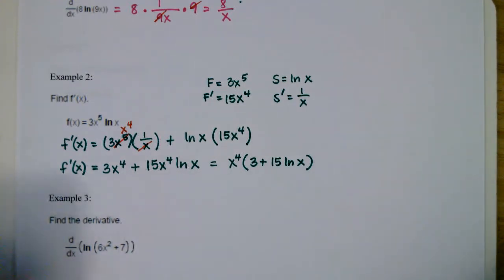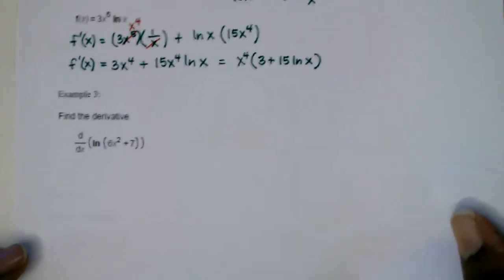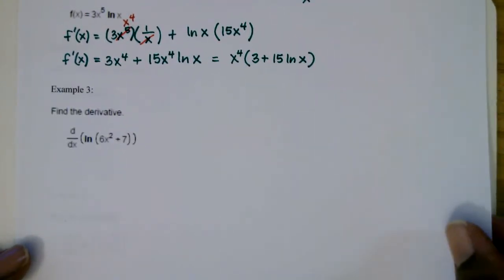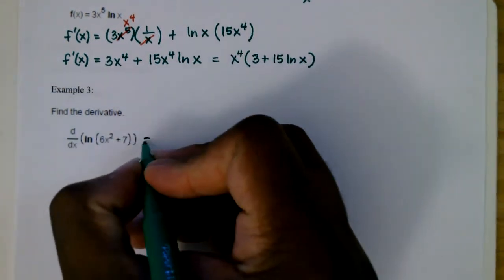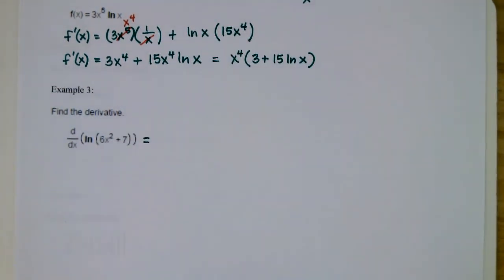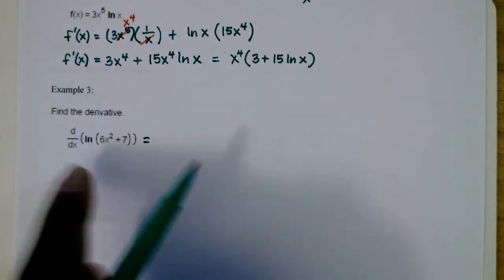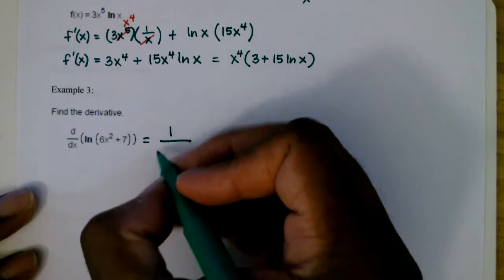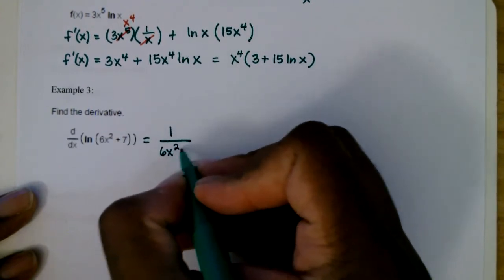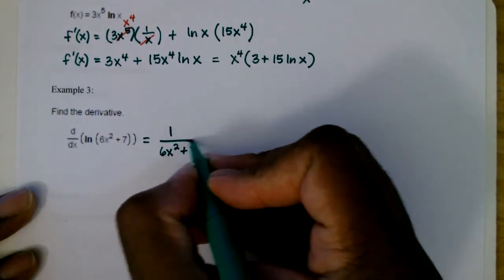All right, example 3 looks like this. Let's say we want to find the derivative with respect to x of ln of 6x squared plus 7. Well, let's find the derivative of the natural log of 6x squared plus 7. Well, the derivative of the natural log will be 1 over that expression 6x squared plus 7.